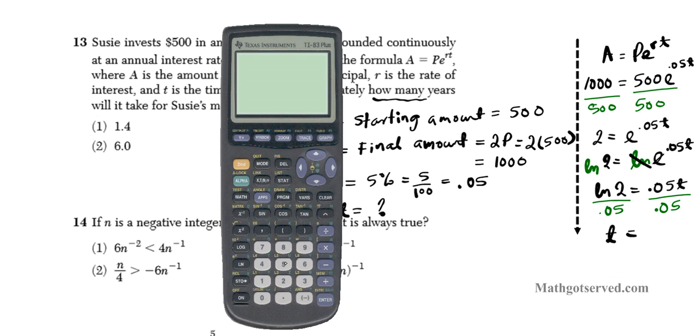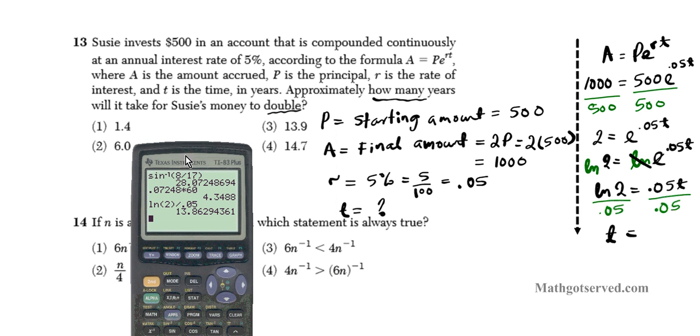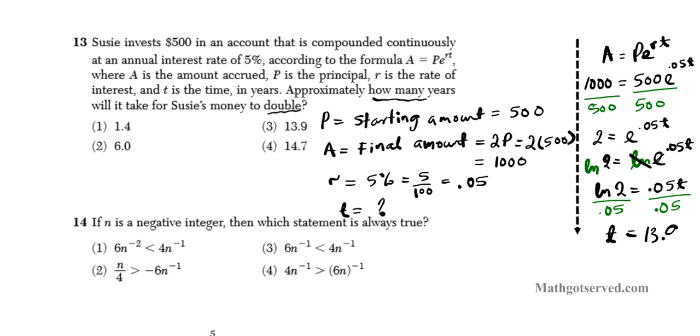Okay, so then our final result, t, is going to be, let's bring out our calculators. We're going to compute the natural logarithm of 2 divided by 0.05. All right, so your final answer is going to be 13.9, to the nearest decimal place. Okay, to the first decimal place. So it's going to be 13.9 years. So you can clearly see that our answer is option number 3.